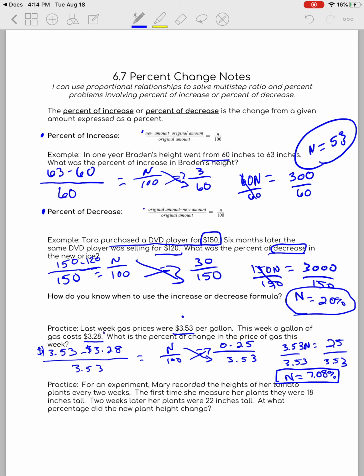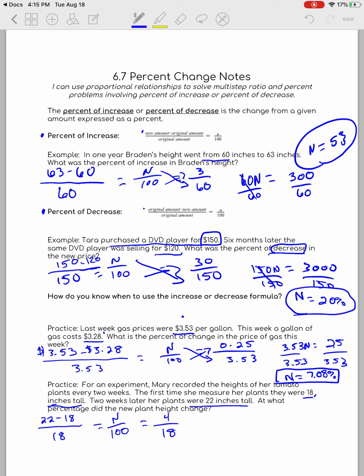Mary recorded the heights of her tomato plants every 2 weeks. The first time she measured, her plants were 18 inches. 2 weeks later, her plants were 22 inches. And what percentage did the new plant height change? Now look where you started from. You started at 18 and they grew to 22. That's an increase, right? So you need the new amount, 22 minus 18, over top of the original. Where did you start? You started at 18. And that is equal to n over 100.